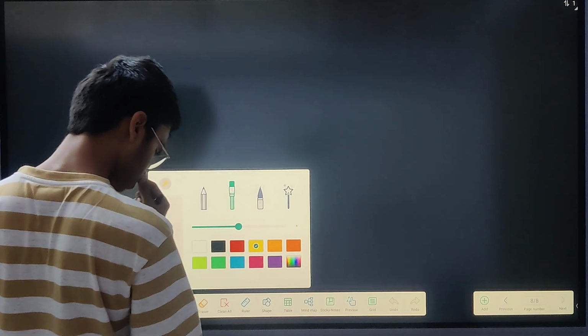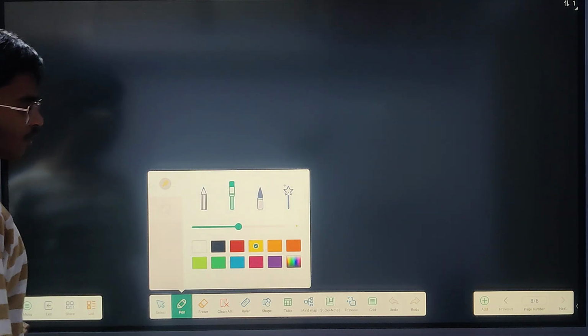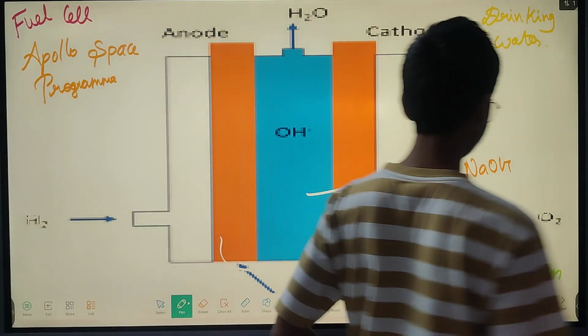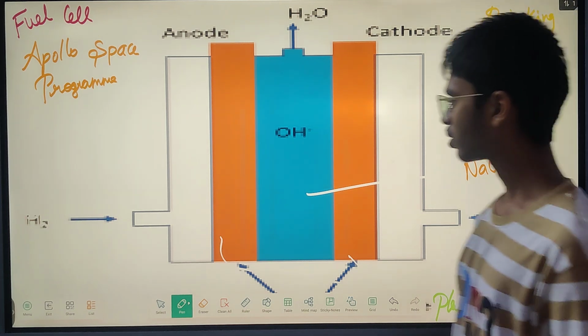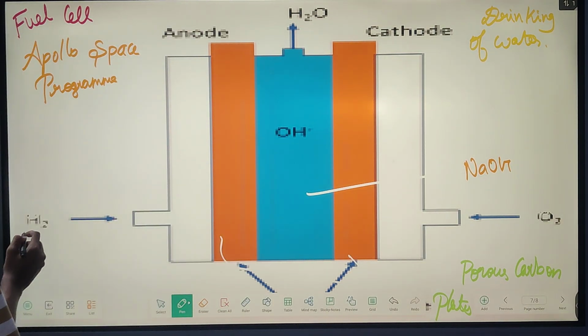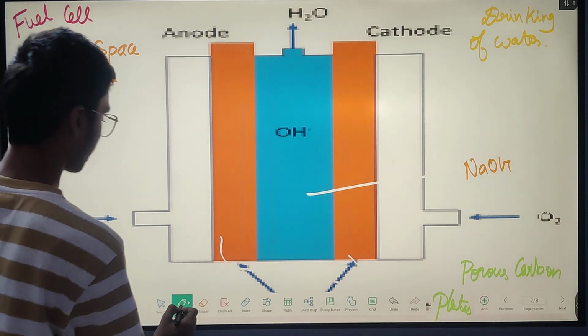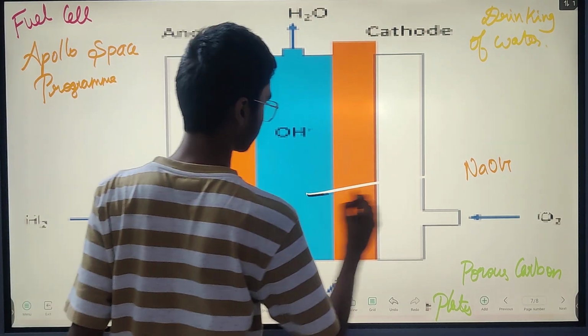So cathode, anode, then the total reaction. That's it. Also, there is no reverse reaction here, because reactants are added continuously. O2 will be added and also H2 will be added continuously.